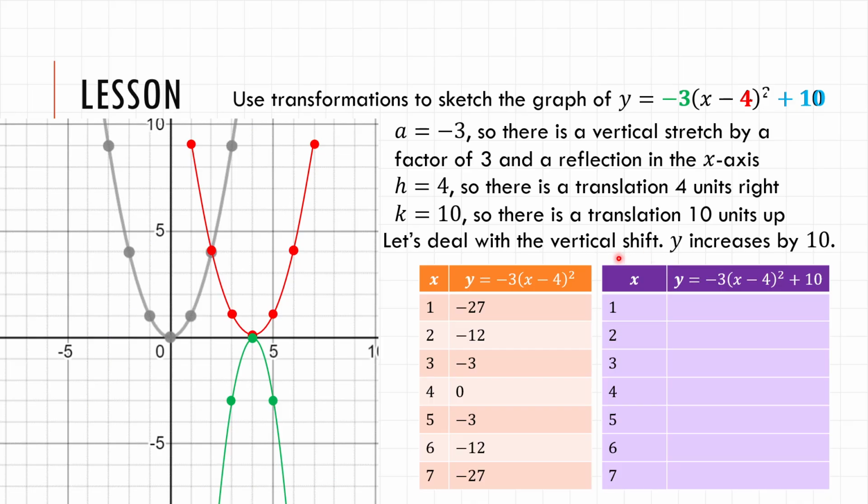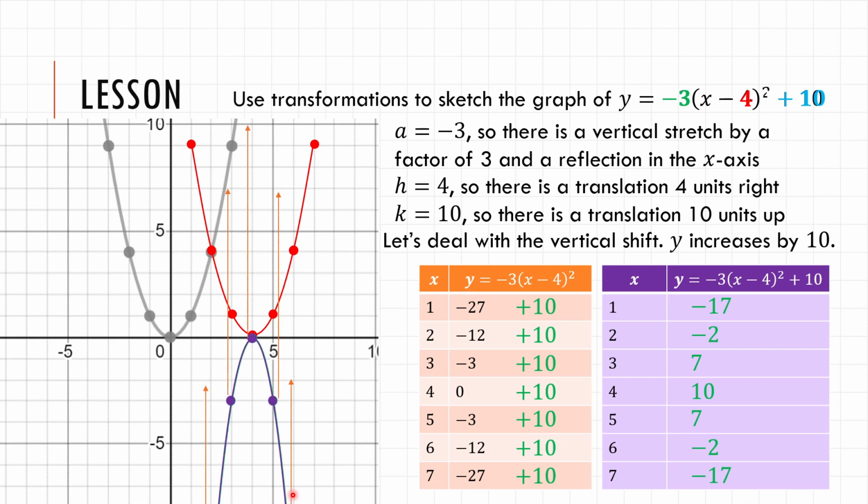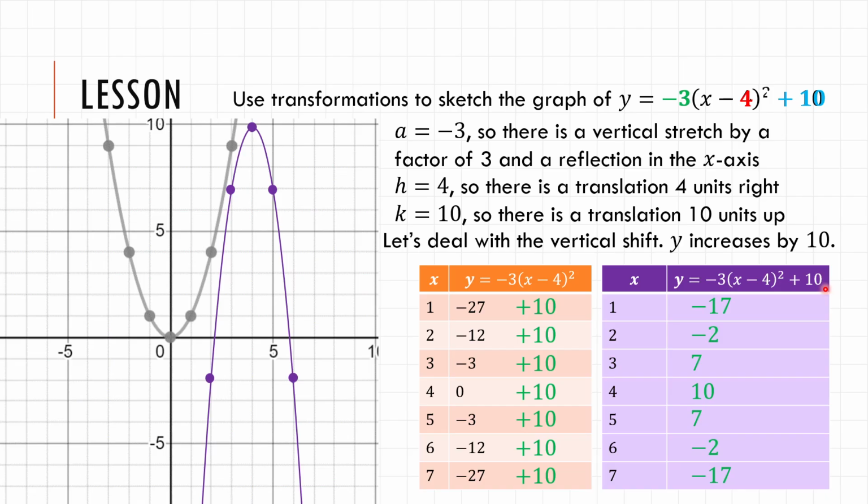Finally, let's deal with the vertical shift. So all of these coordinates have to move 10 units up. And these are their new locations once I've just changed their y values to be 10 higher than they used to be. And so all of these points will just go like this. And there you have it. That right there is the quadratic y equals -3 times (x minus 4) squared plus 10. That's after all the transformations have been applied one step at a time.